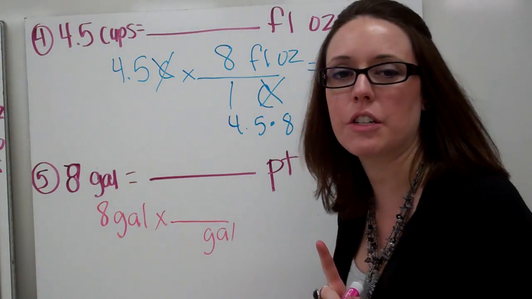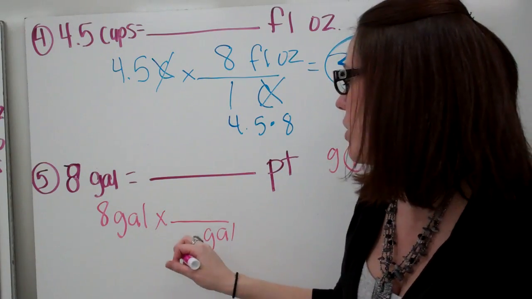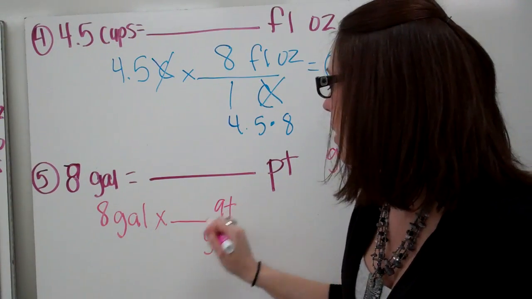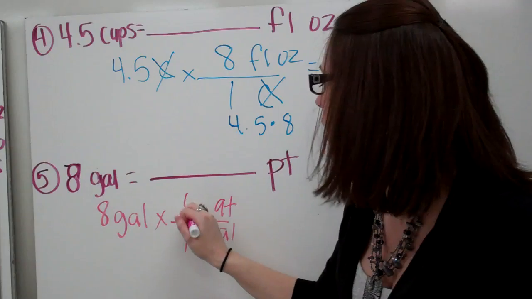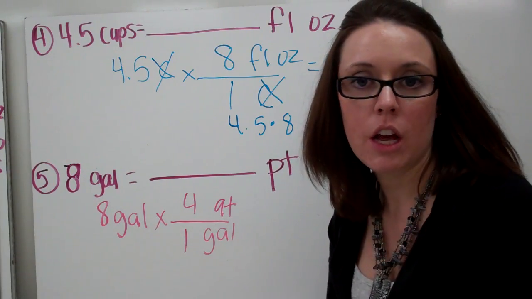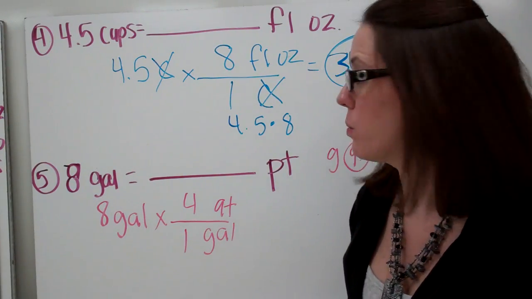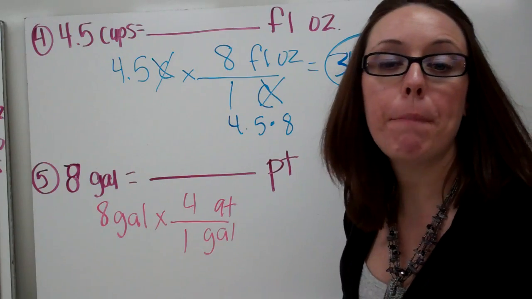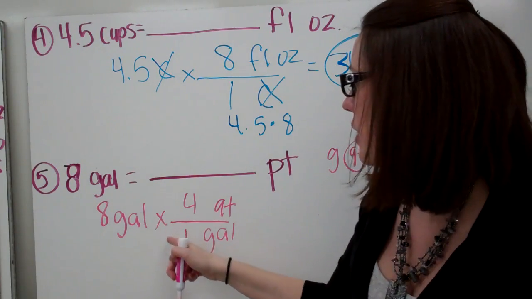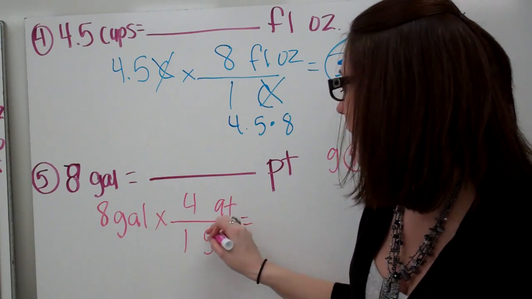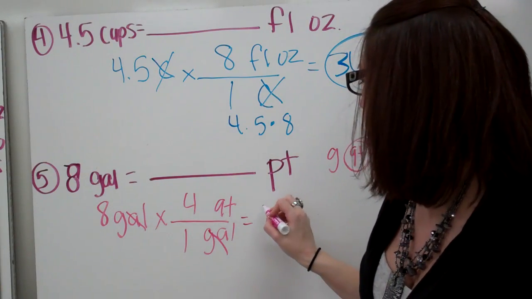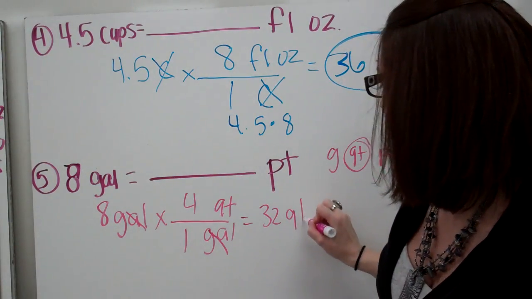That's why this is a challenge problem. We're going to use a quart. So we know that in 1 gallon there are 4 quarts. But we don't want quarts. We want to go to pints. So we're going to go ahead and do this problem. Your gallons cancel. 8 times 4 is 32 quarts.